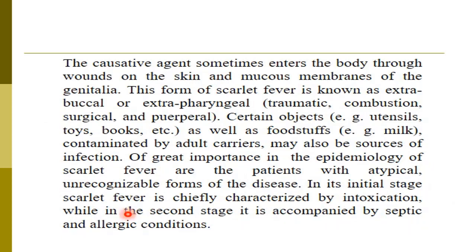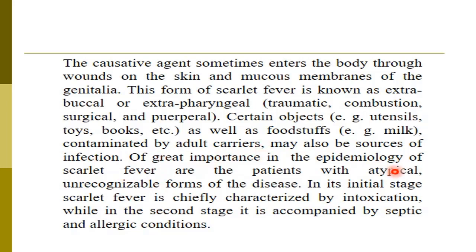The causative agents sometimes enter the body through wounds on the skin and mucous membrane of the genitalia. This form of scarlet fever is known as extrabuccal or extrapharyngeal, which can be traumatic, combustion, surgical, or peripheral, and through certain objects like utensils, toys, books, and so on, as well as foodstuff. Milk contaminated by adult carriers may also be a source of infection.